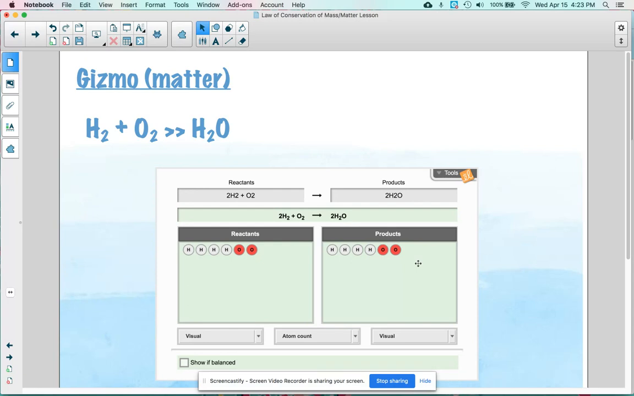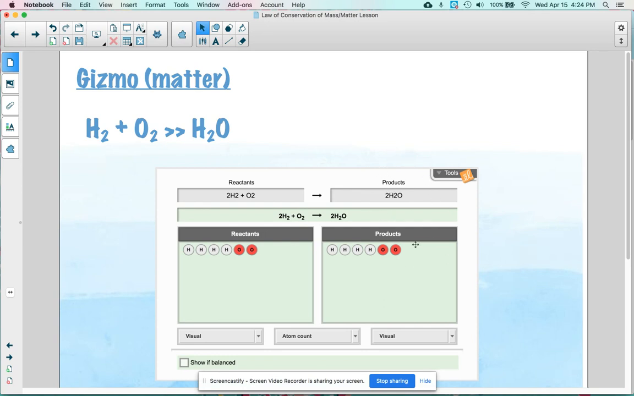So when I go ahead and balance it, like my gizmo tells me to do here, this is what I will see. I put a 2 in front of the H2 and a 2 in front of the H2O on the products. I get 4 hydrogens as reactants, 4 hydrogens as products, 2 oxygens as reactants and 2 oxygens as products. What this means is that if I started with 2 molecules, each with 2 hydrogens in them, and 1 molecule with 2 oxygens bonded together, and I put them together, they would magically create 2 water molecules.